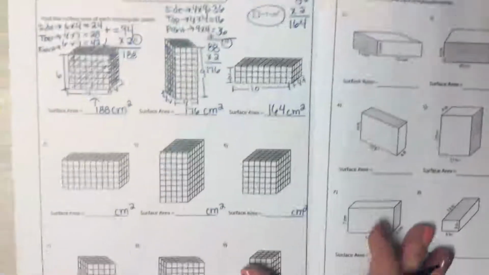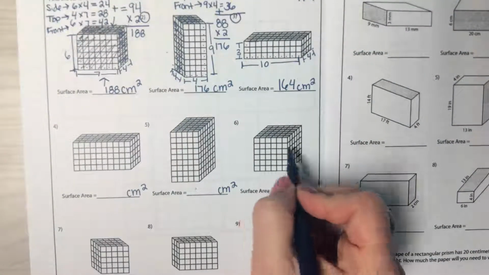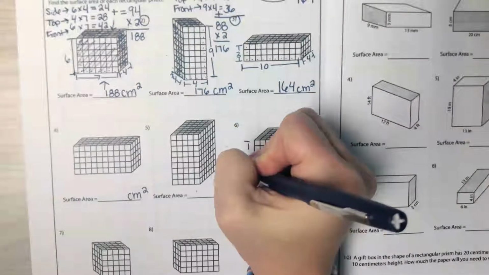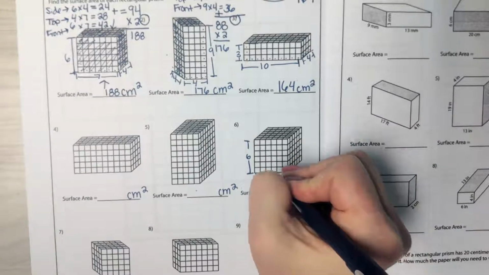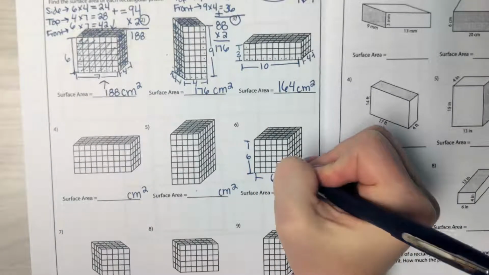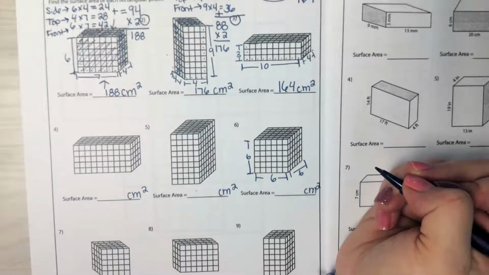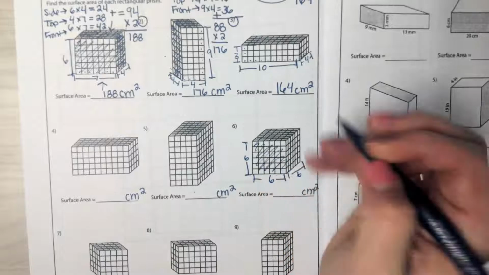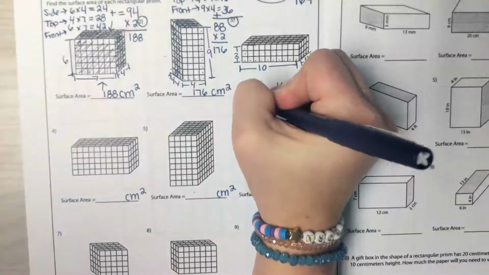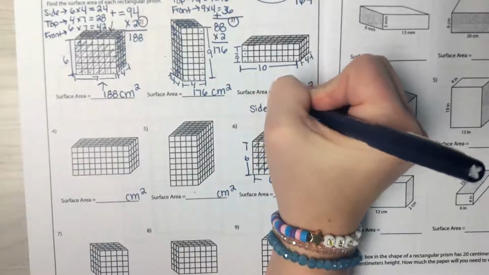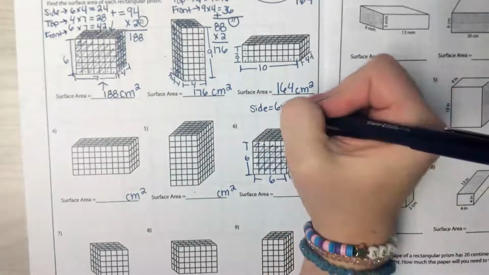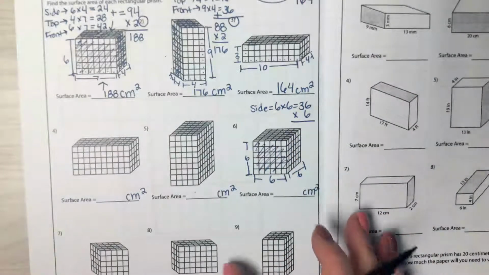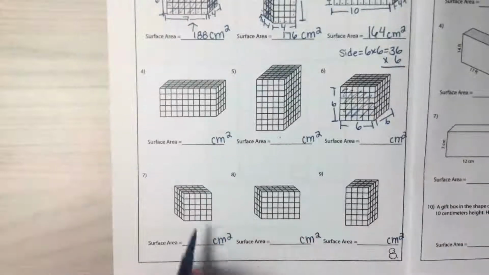Just to give you some little hints, this is actually a perfect cube. So to save you some time, this is a 6, this is a 6, and then this is a 6. So really, you're just going to be doing, one side is 36, right? So side is 6 by 6, which equals 36. And there's 6 sides, so all you have to do to that one is then multiply it by 6, and you'll get your answer.